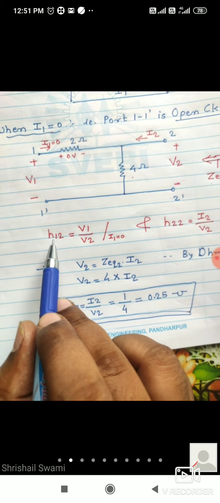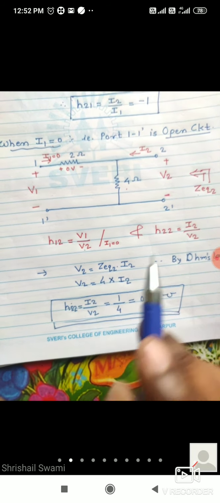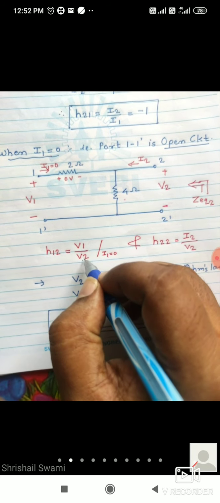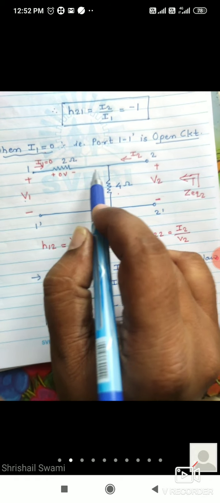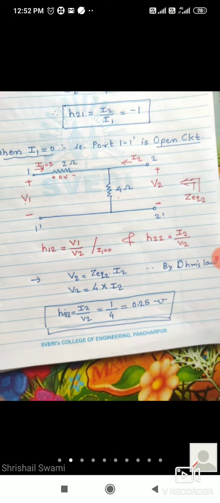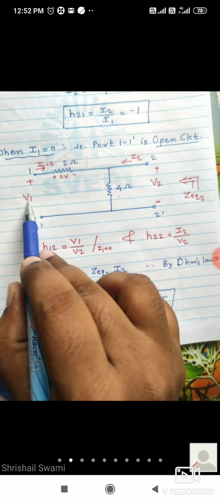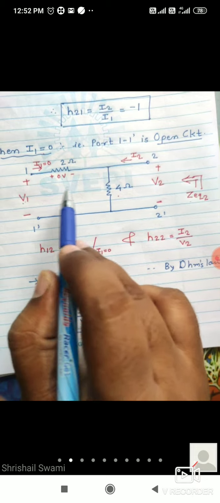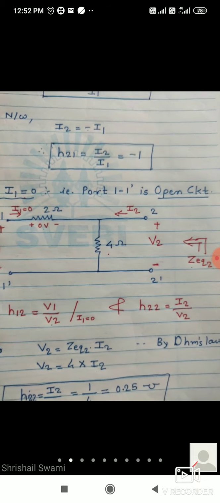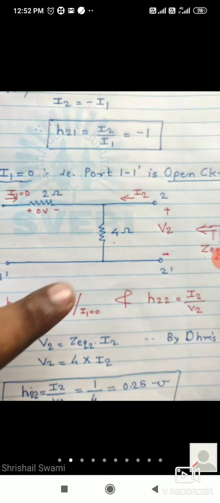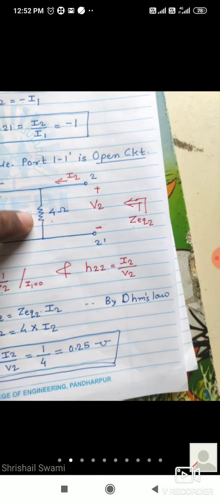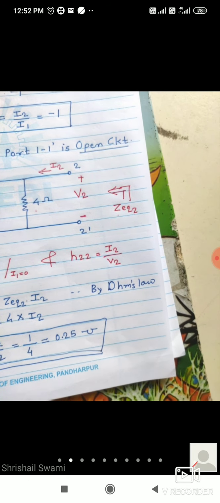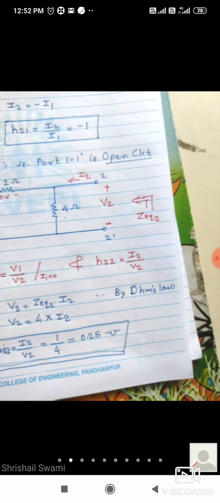So how to get H12 now? That is V1 upon V2, sorry. V2 means voltage across the 4 ohm. V1 is also voltage across the 4 ohm. Have you understood? So how to find out? Since the voltage across this is 0, if you apply KVL, V1 is nothing but the voltage across the 4 ohm. So what current flows through the 4 ohm? I1 is 0, so only I2 is flowing. So V1 is equal to V2, which is equal to 4 into I2. Both voltages are the same, okay? So that you have to write.